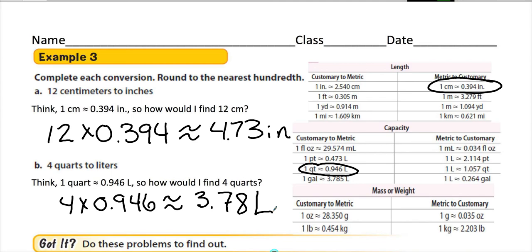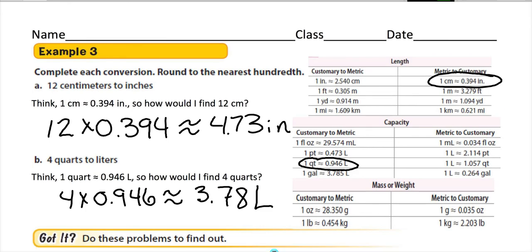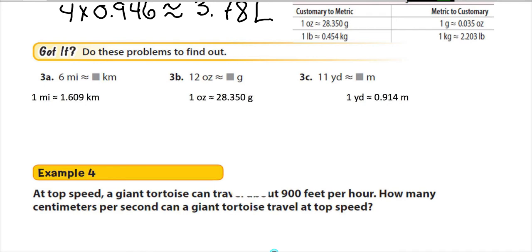All right, go ahead and pause it and try the next 3 on your own. I gave you the little conversions down there to help you out. If you need to use the table, though, you can obviously use that. And let's go ahead and take a look. So we have 6 miles as approximately how many kilometers. Our table tells us that 1 mile is approximately 1.609 kilometers. So we're going to multiply by 6 then. So it's going to be 6 times 1.609, and you should have come up with 9.65 kilometers.